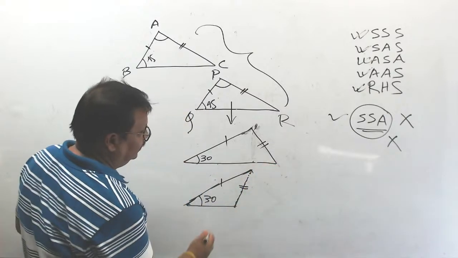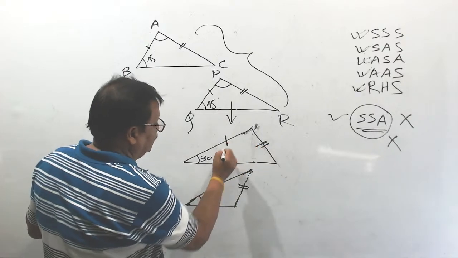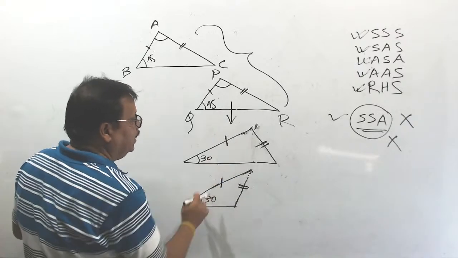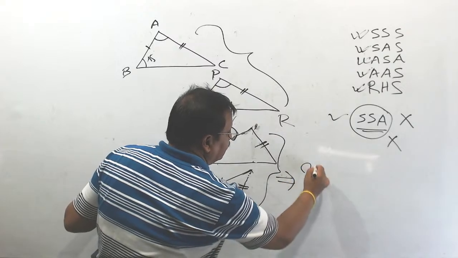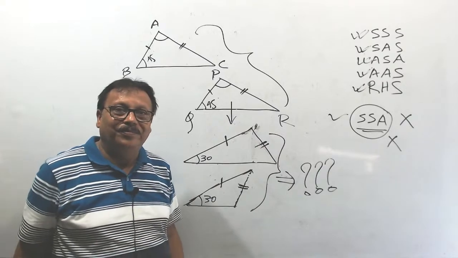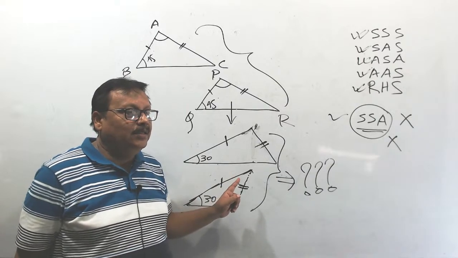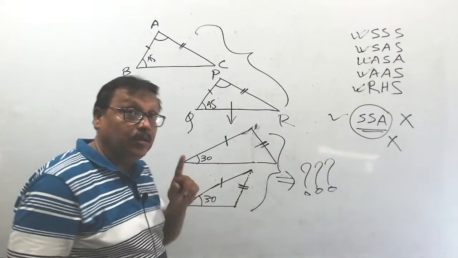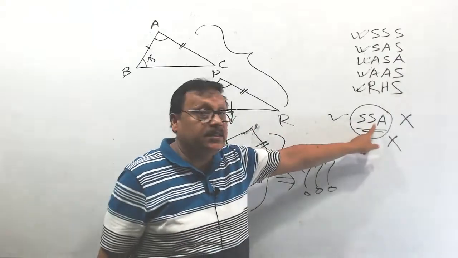Now see, this side equal to this side equal to this side, the angle is 30. All are remaining. SSA, SSA. Are these two triangles congruent? Understood? What I want to say is that these two triangles are not congruent, but they satisfy the SSA property.